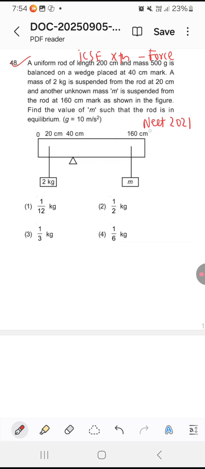This is from NEET 2021. Whatever you learn in school is a base for tomorrow. In the higher classes, you will learn the same things again. NEET 2021, let's solve this numerical.